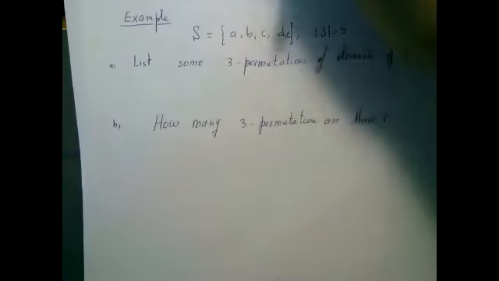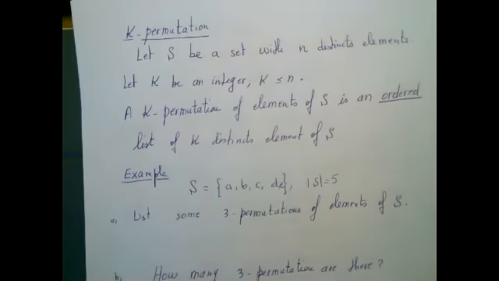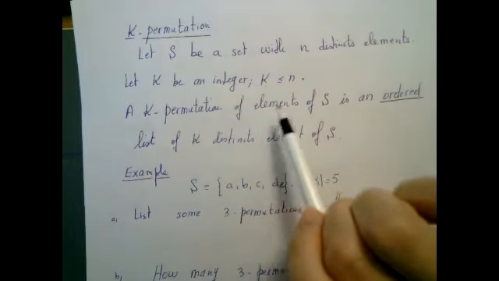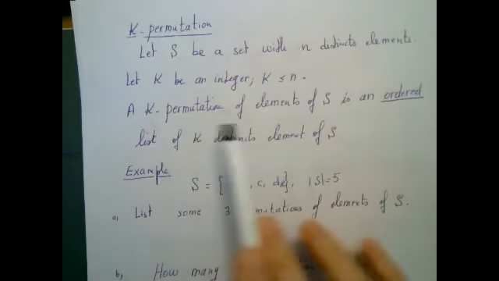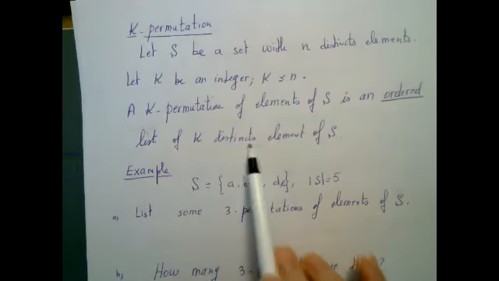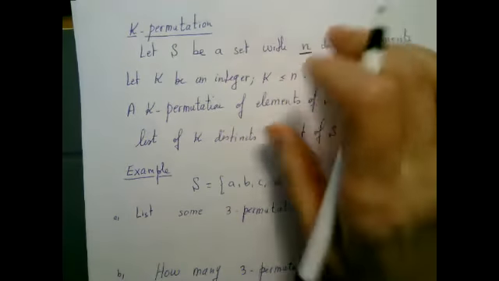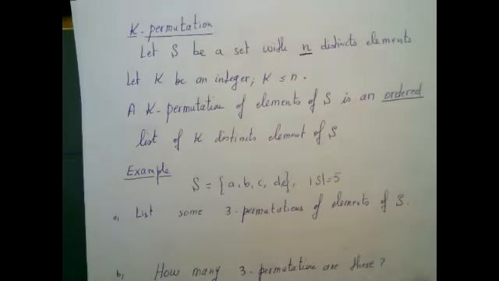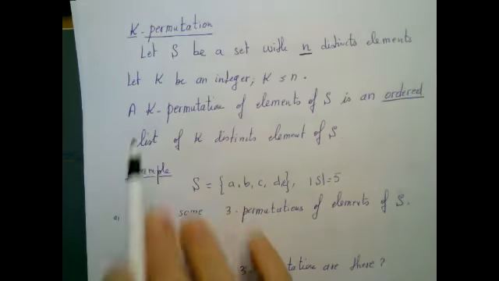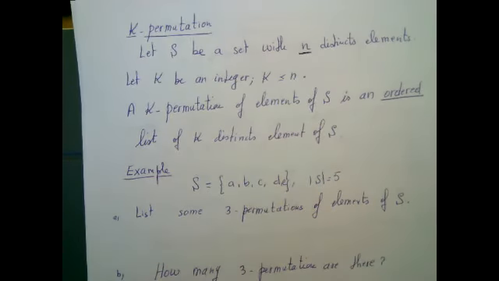Okay. What's a K permutation? A K permutation is actually what we've been doing, but it has a name. Let S be a set with n elements, and K an integer, at least 1. A K permutation is an ordered list of K elements of S, not of all the elements. A regular permutation means you take all the n elements and you make a permutation. A K permutation means you take an ordered list of K elements of S and you do a permutation of those. So that's what a K permutation is.